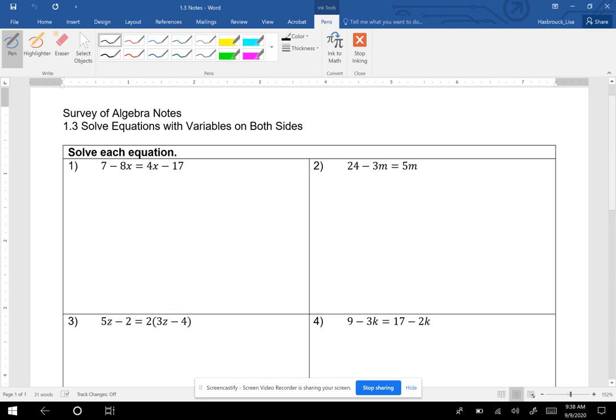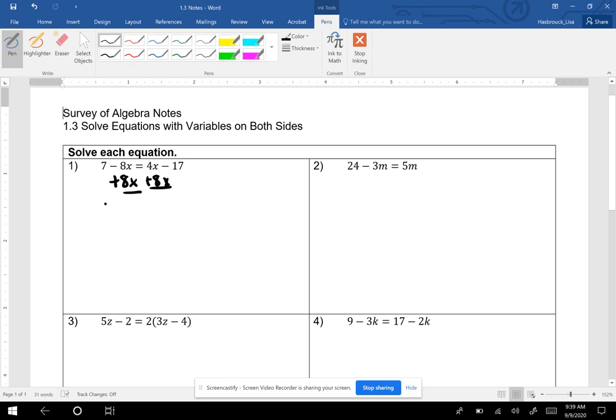For the first one, we have 7 minus 8x equals 4x minus 17. We need to get those x's on the same side first. It is completely up to you whether you move the 8x or the 4x. That's your choice. I personally am going to move the 8x. Since it's a minus 8x, to move it, I need to do the opposite by adding 8x to each side.